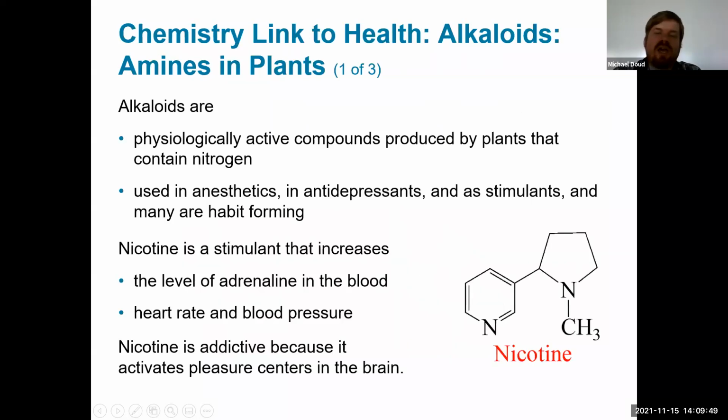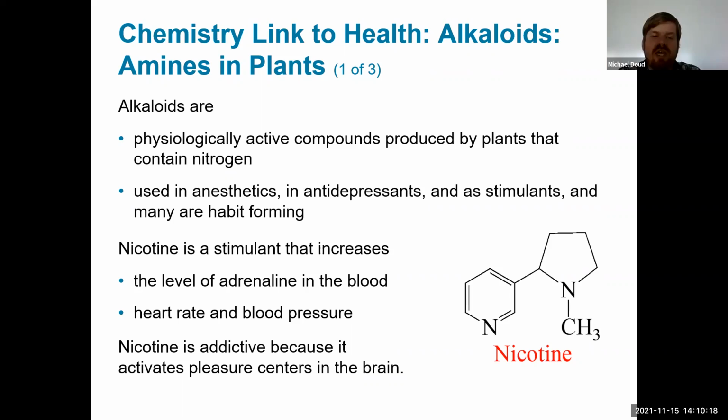Okay, linking that, cocaine is an example of what's called an alkaloid. So alkaloids are any physiologically active compound that's produced by plants and contains nitrogen. And there's just so many of these alkaloids that it's really difficult to understate the importance of them. So anesthetics, antidepressants, stimulants, and there's also a high degree of habit-forming nature of these drugs.